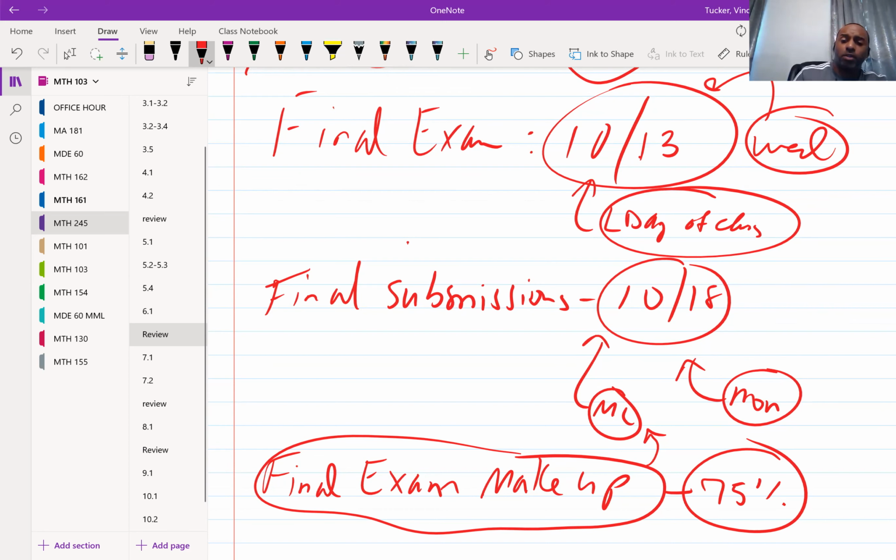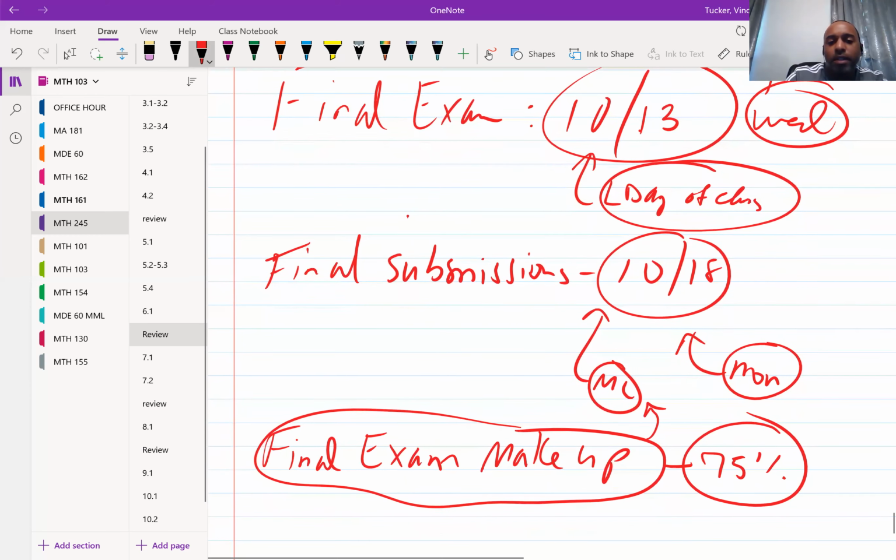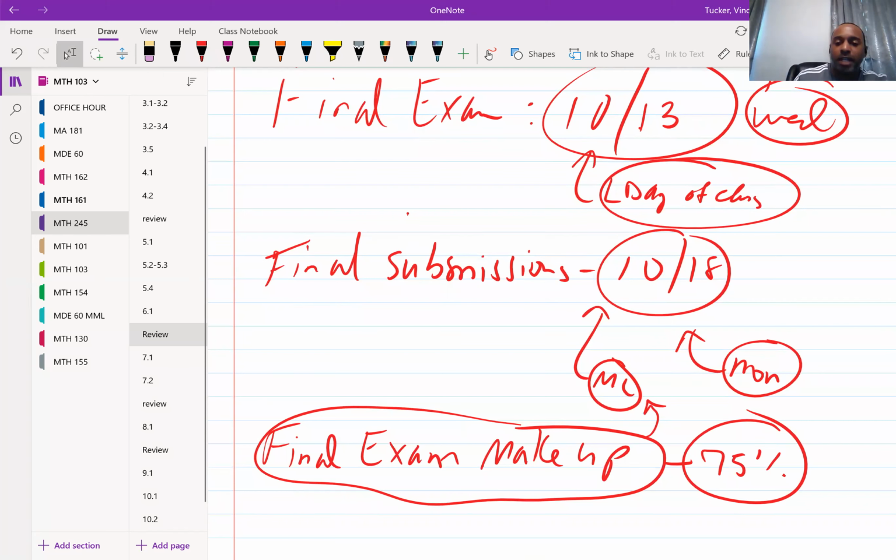So everybody is required to take the final exam. You can't opt out of the final exam the first time and then just go do the makeup. So you have to take the final exam. And then what will happen is after the final exam is taken, the makeup will pop up. And so you take that and the highest grade you can get on is a 75.